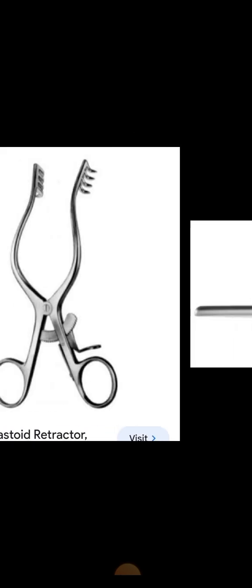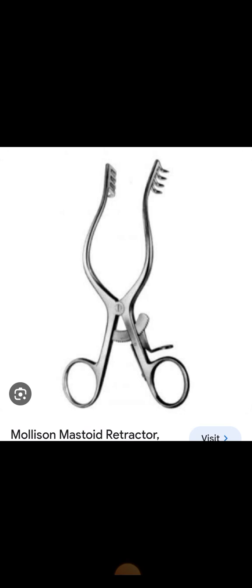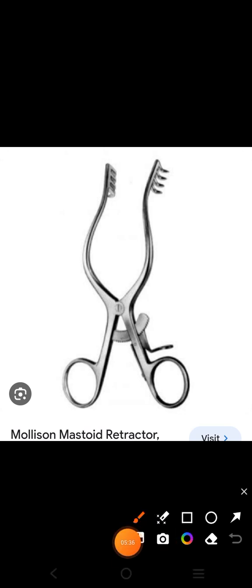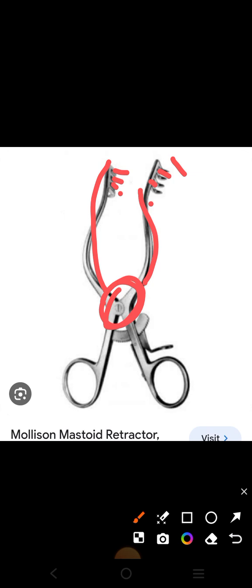Here you can see another instrument. This is the Mollison mastoid retractor, but remember it differs from Jansen's mastoid self-retaining retractor: it also has two prongs, but each prong has four teeth on its end. It also has a screw. Its uses are the same as I have mentioned for Jansen's mastoid self-retaining retractor. Both of these mastoid retractors are also called hemostatic. Why are they called hemostatic? Because they also stop the bleeding. Their purpose is not only to retract the soft tissue, but they also stop the bleeding and allow both our hands to be free.